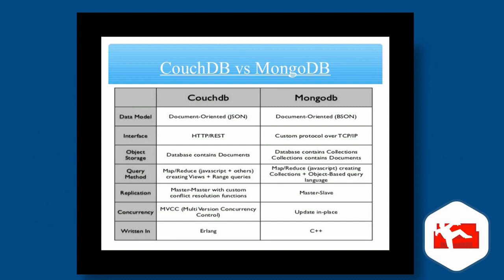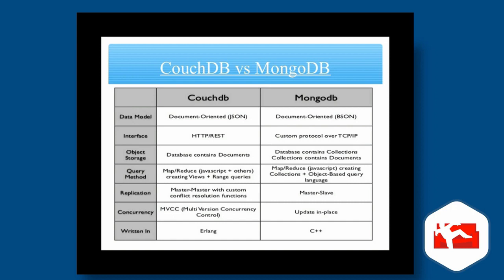And in MongoDB, the database contains collections, collections contain documents, and so on. The query is implemented with MapReduce, JavaScript plus others. And in MongoDB, we have again JavaScript for collection, object-based query languages. We have replicas, the master and custom conflict resolution functions in CouchDB. And in MongoDB, we have a master-slave implementation. The concurrency in CouchDB is MVCC, multi-version concurrency control. And in MongoDB, we have update in place, and there is no MVCC.